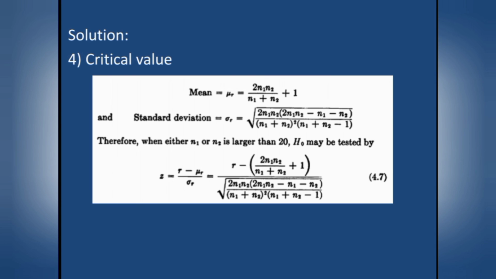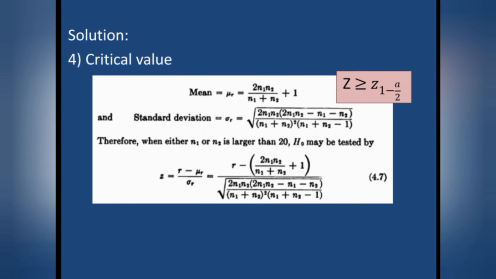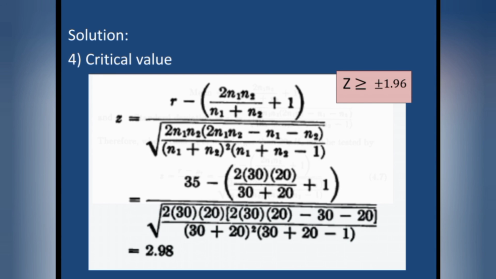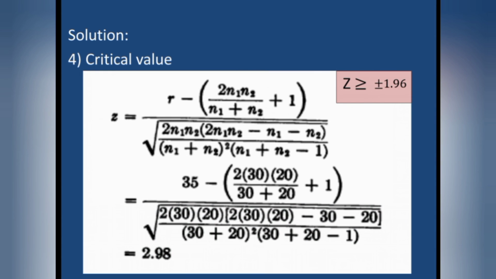which are so extreme that the probability associated with their occurrence under the null hypothesis is equal to or less than the alpha is equals to 0.05. Thus, the region of rejection includes all values of z equal to or more extreme than positive negative 1.96. So this is the value of our z.